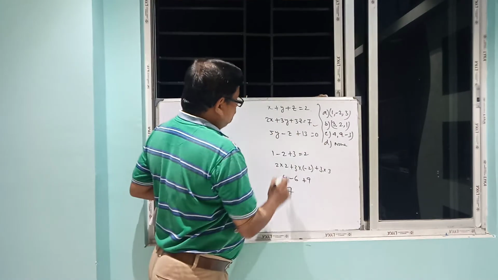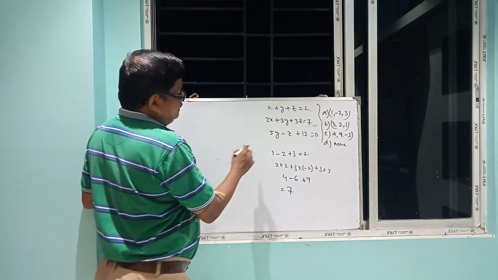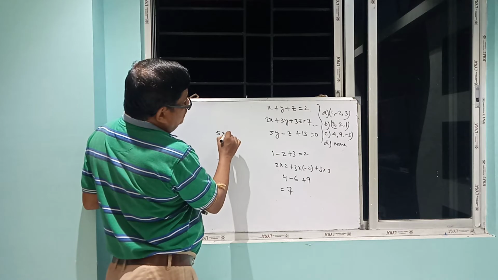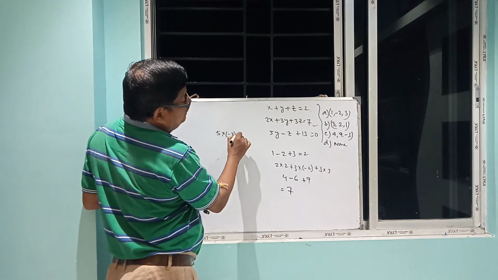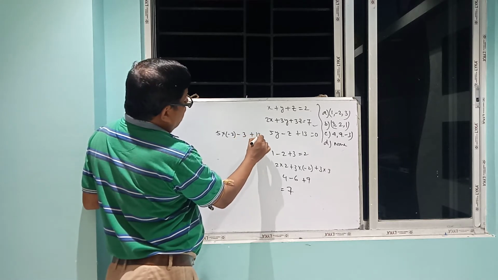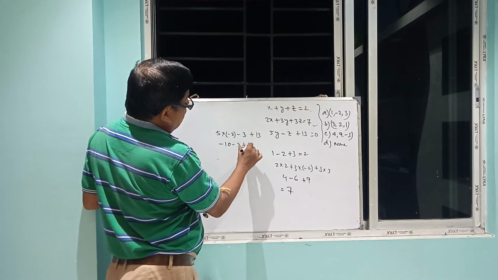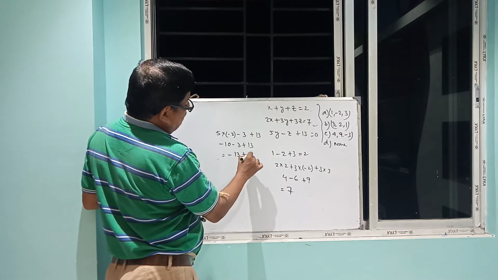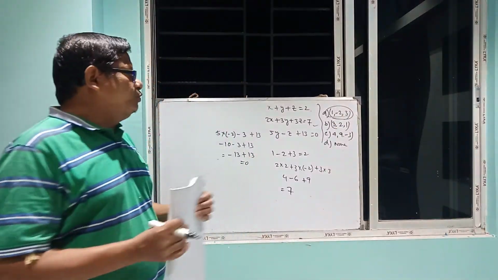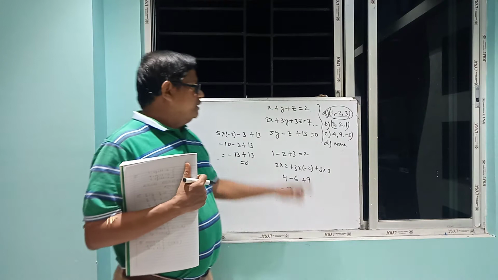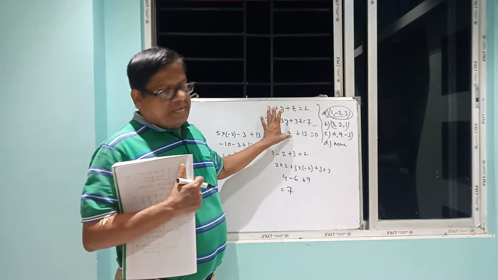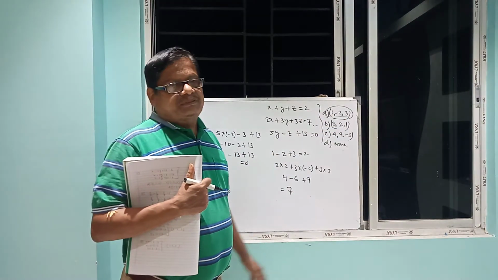Satisfied. This one, 5y minus z plus 13. So 5, y is minus 2, z is 3, plus 13. So minus 10, minus 3, plus 13. So minus 13 plus 13, equal to 0. So no need, only this one answer is there. No need to solve, just put any one in the equations. And if it satisfies all, then this is the solution. Understood?